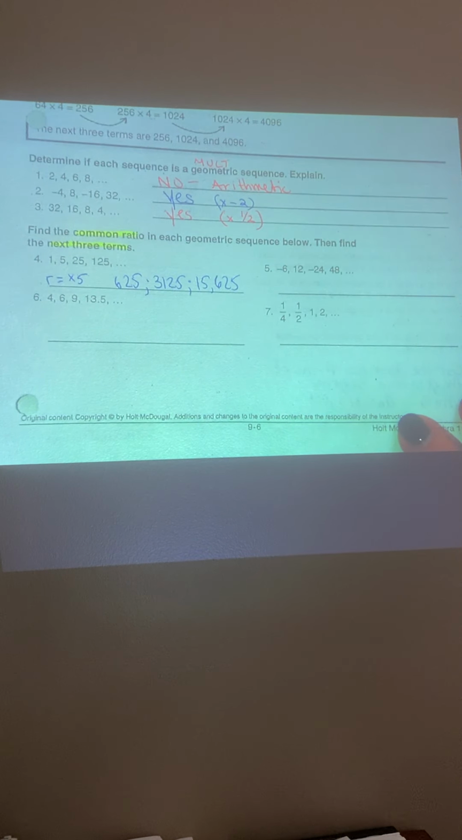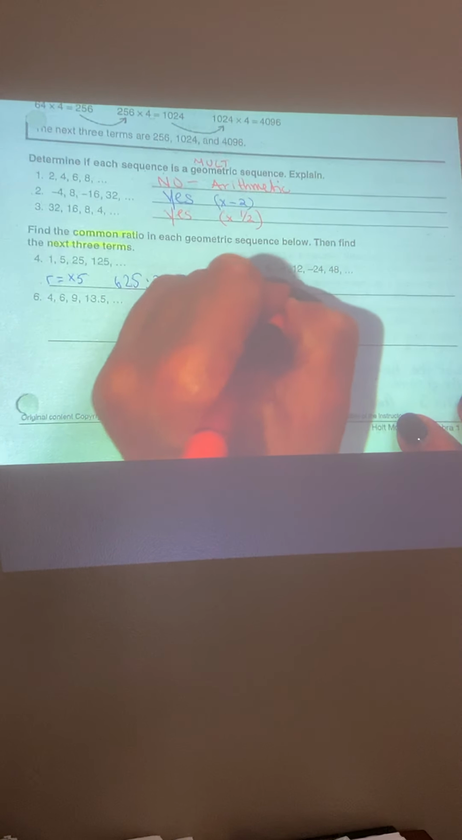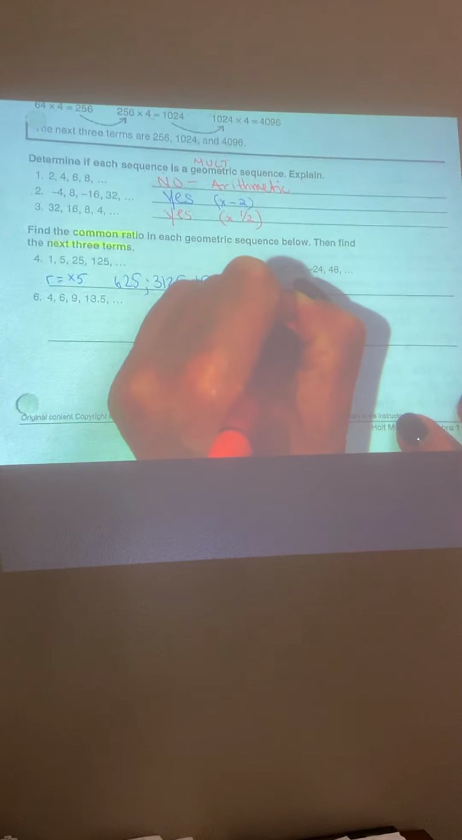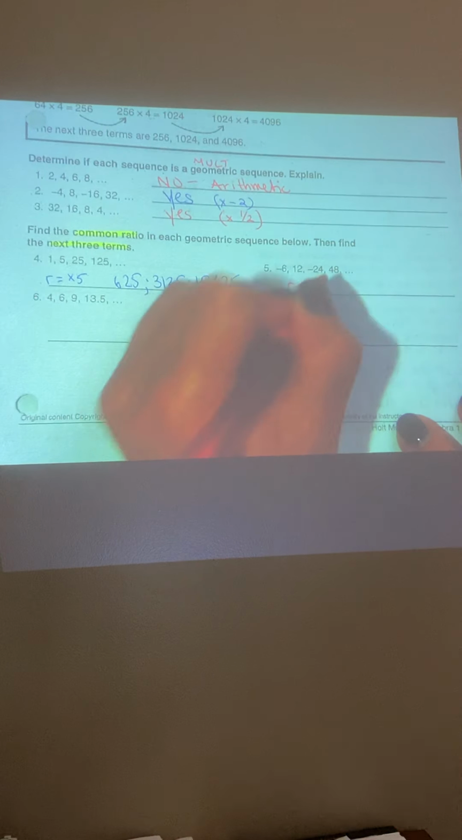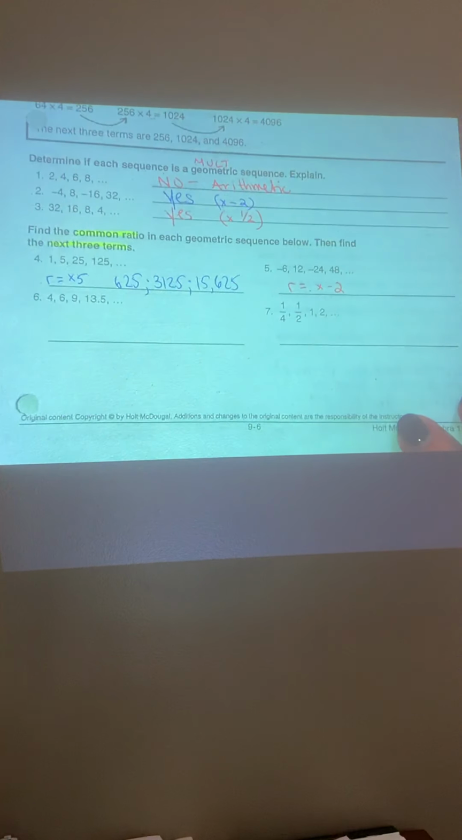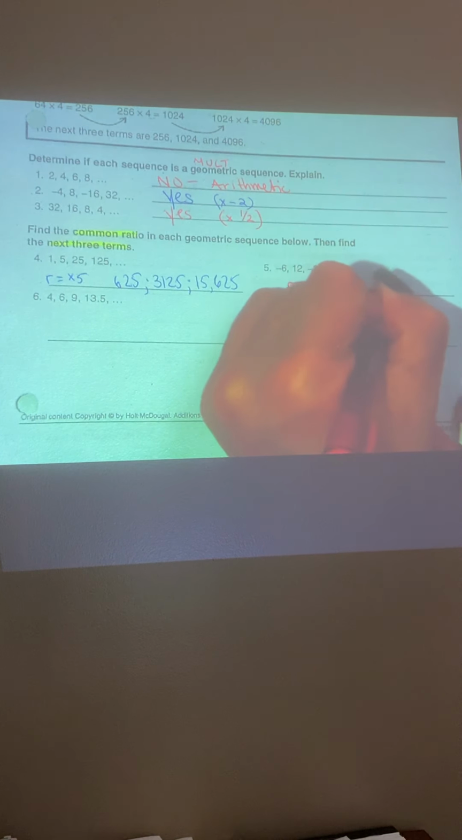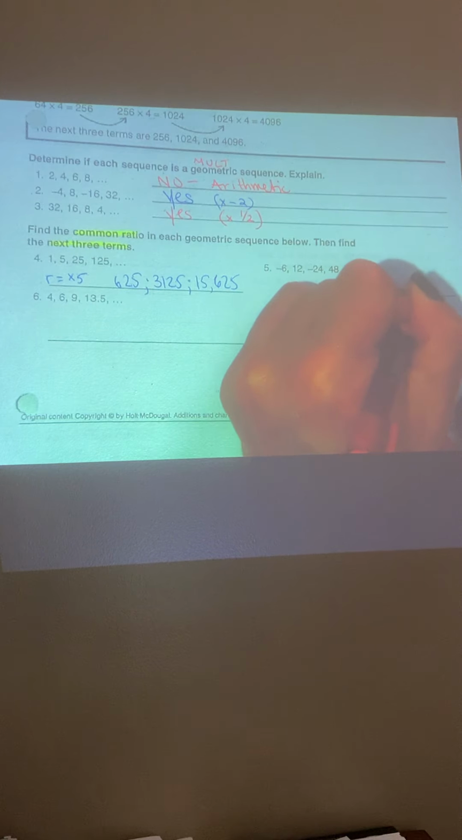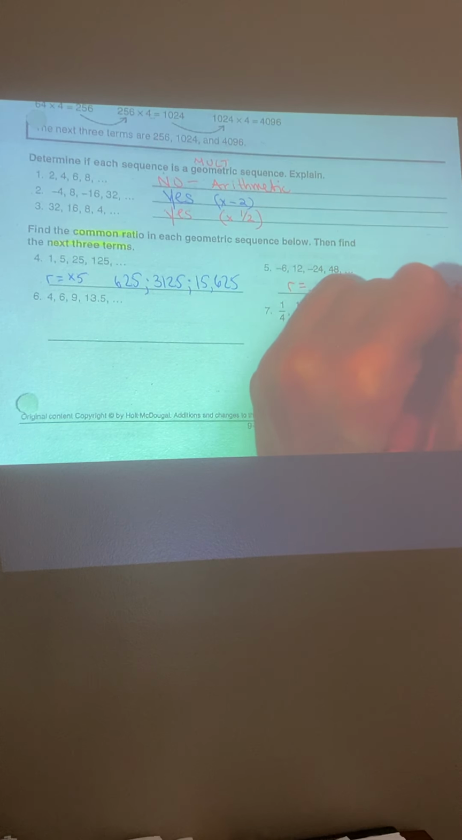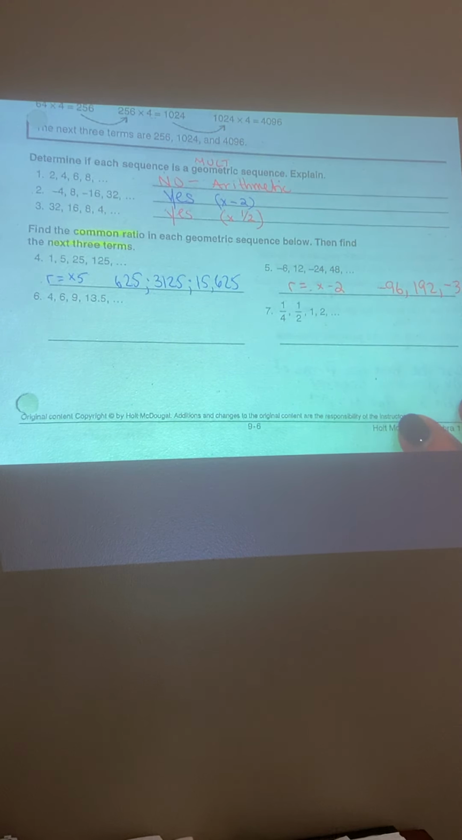Okay, number 5. -6, 12, -24, and 48. That's geometric. Common ratio is multiplying by -2. Okay, so next three terms: -96, +192, and -384.